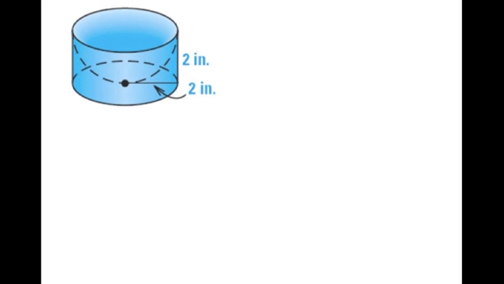For this question, we want to find the volume of the composite solid. Now, the composite solid, remember, means that we have two figures in one. So in this problem, we have a cylinder and we have a sphere. But if you notice, we don't have a full sphere.